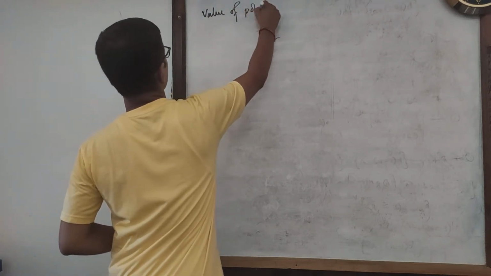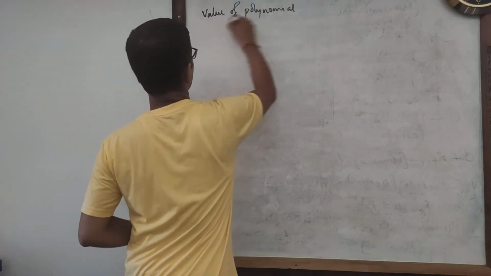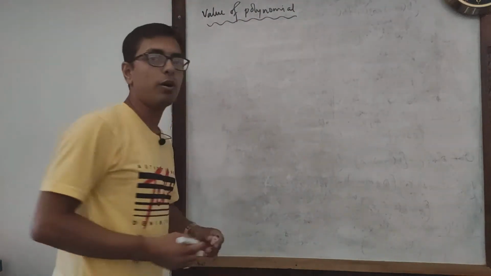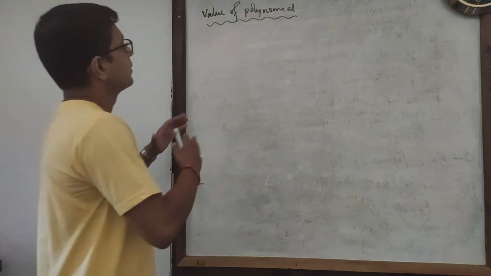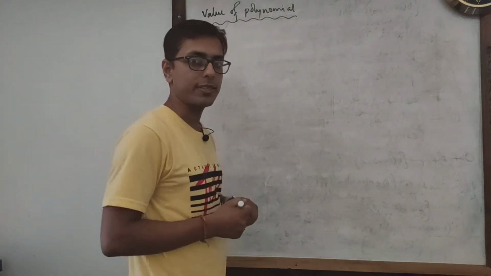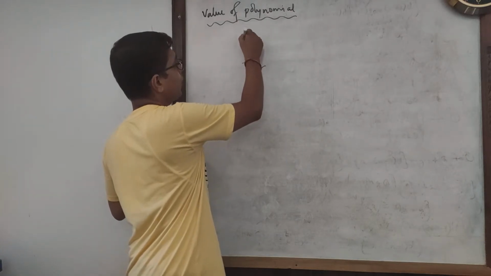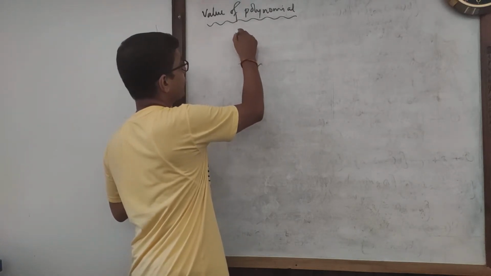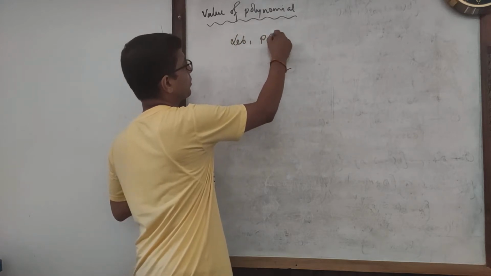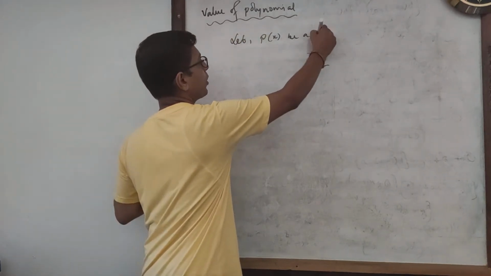Value of polynomial. Okay, so polynomial, we have already learned different types of polynomials also. We came to know in our previous class. Now in this class we will work with the polynomials. Say value of polynomial, for example p(x). Let p(x) be a polynomial.